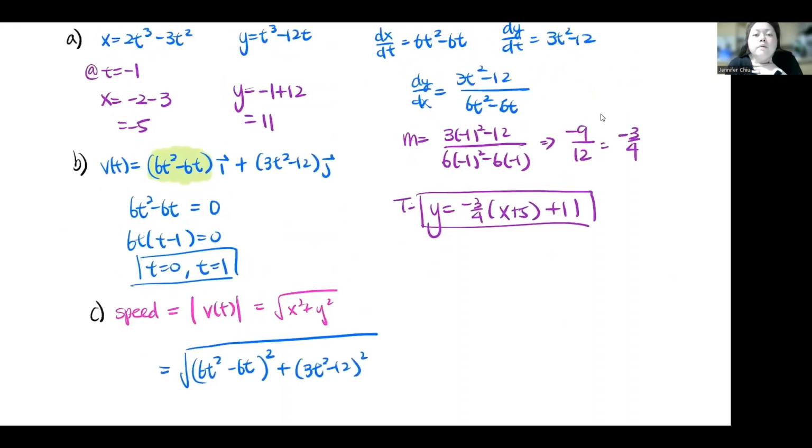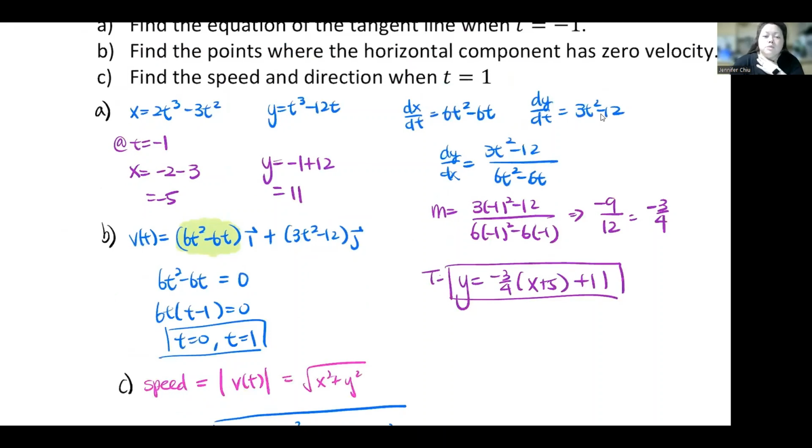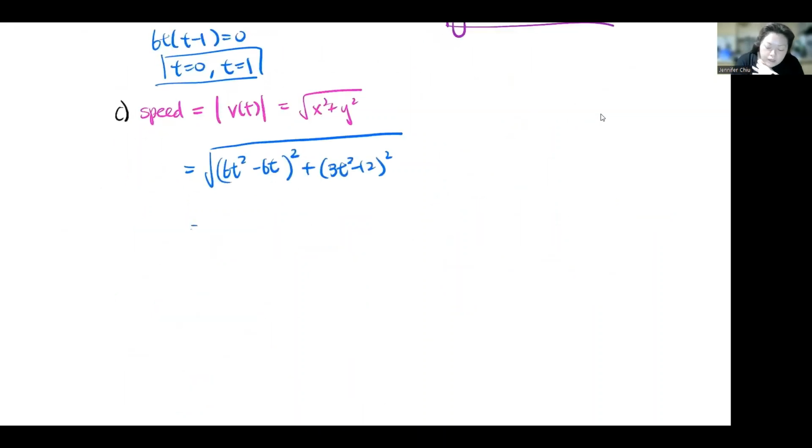Now, where am I looking at for speed? I'm looking at t equals 1. So you plug in 1 and you will get 0 squared plus negative 9 squared, which gives us 9. So speed is 9, right? There's no negative answer because speed has no direction, right? It's just the absolute value of your velocity.